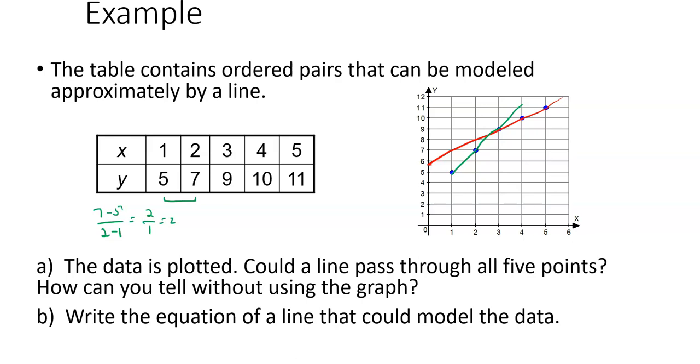Right? Let's go back to the points that we had up at the top. So maybe let's use these last points. I'll do 11 minus 10 over 5 minus 4. That gives me 1 over 1. The slopes are different. You can't have one line that has 2 different slopes.